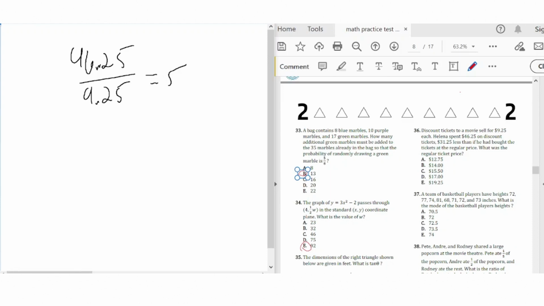Okay, now, we know that he spent $31.25 less, so he would have spent $77.50 if he bought regular tickets. Since he bought 5 tickets, we can divide $77.50 by 5 to figure out the regular ticket price. This comes out to $15.50, so C is our answer.